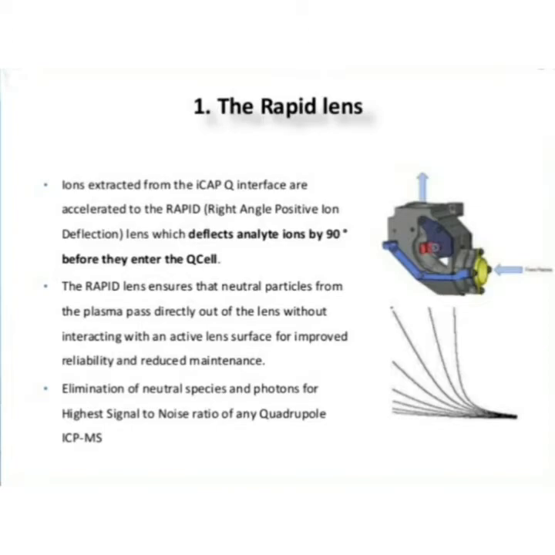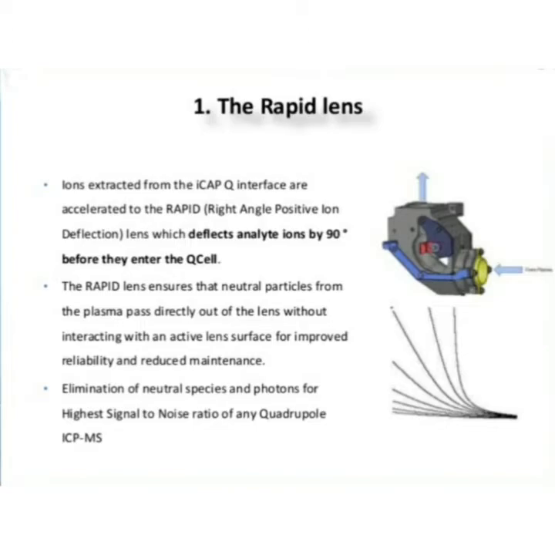The RAPID lens ensures that neutral particles from the plasma pass directly out of the lens without interacting with an active lens surface, for improved reliability and reduced maintenance. Elimination of neutral species and photons gives the highest signal to noise ratio of any quadrupole ICP-MS.